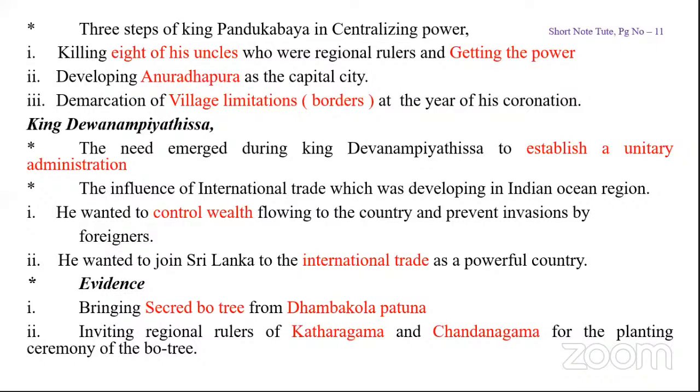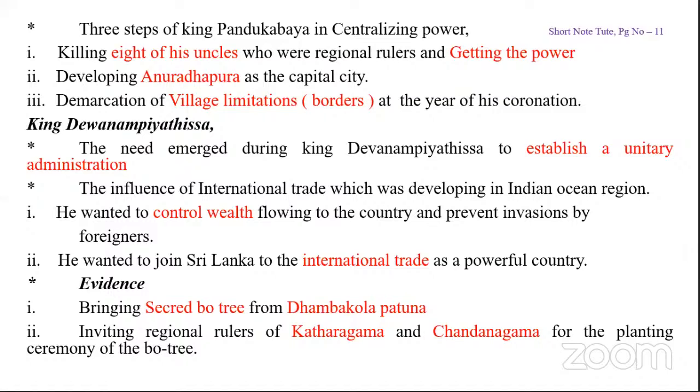He did that. So then what were the evidences to show that he did it? Bringing the sacred sapling from Dambakola Patuna. Where was Dambakola Patuna? That's in Jaffna. That means the Jaffna region was under him. Inviting regional rulers of Kataragama and Chandanagama for the planting ceremony of the sapling. That means what? The southern side was under him. Even he planted the saplings of the sacred tree all over the country. That means the entire country was under him. So he established a unitary administration.